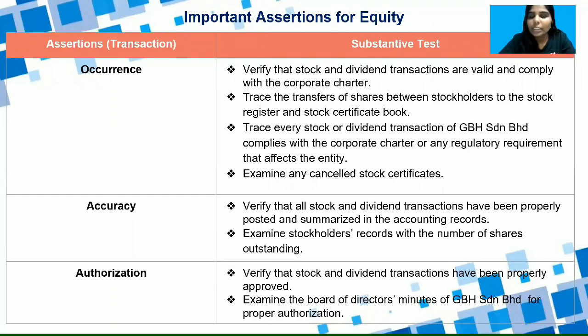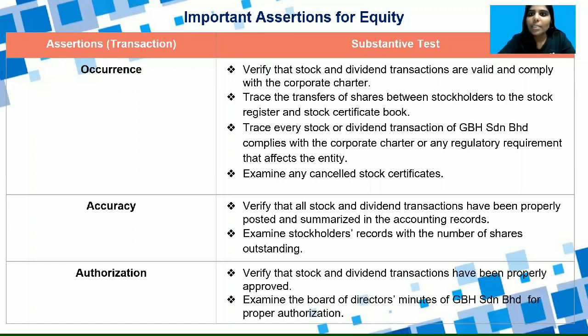So the important assertions for the equity, the first one is occurrence. The occurrence assertion relates to whether all recorded transactions and events have occurred or not. So the occurrence is sometimes also referred to as validity. So failure to meet this assertion, the occurrence assertion, will result in an overstatement in the equity account.